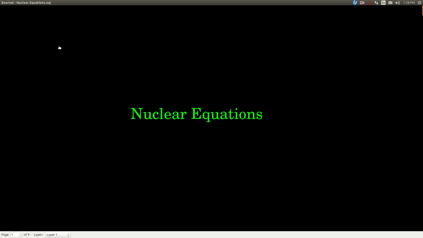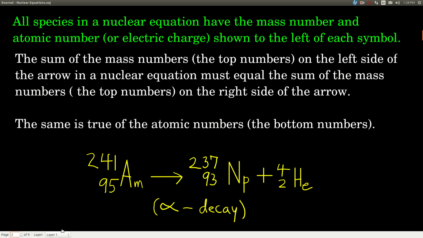In this video, we're talking about nuclear equations and the nuclear reactions that they describe. So first of all, when we write down a nuclear equation, we write down the symbols for the elements as well as the mass number and the atomic number to the left of those symbols. So americium-241, we're going to write down the atomic number. Remember, this is the number of protons down here, and this is the protons plus the neutrons.